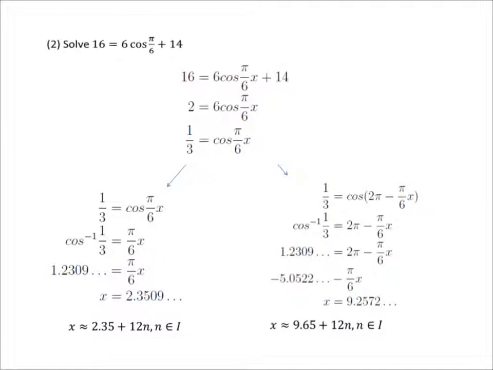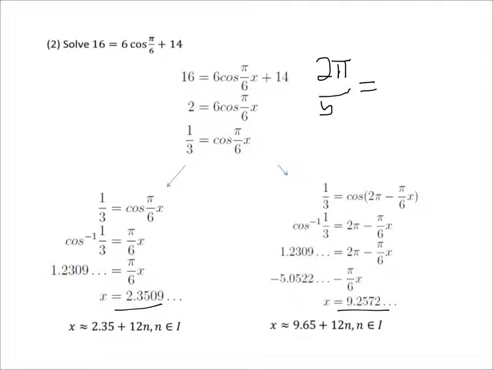As we continue along, we take the inverse cos of both sides to get rid of the cos on the right-hand side. We then can multiply by 6 over pi to get the x by itself, and we get 2.3509. And on the right-hand side, we know that the cos inverse of 1/3 is 1.2309. We subtract 2 pi from that, we divide both sides by negative pi over 6, and we get an x of 9.2572.